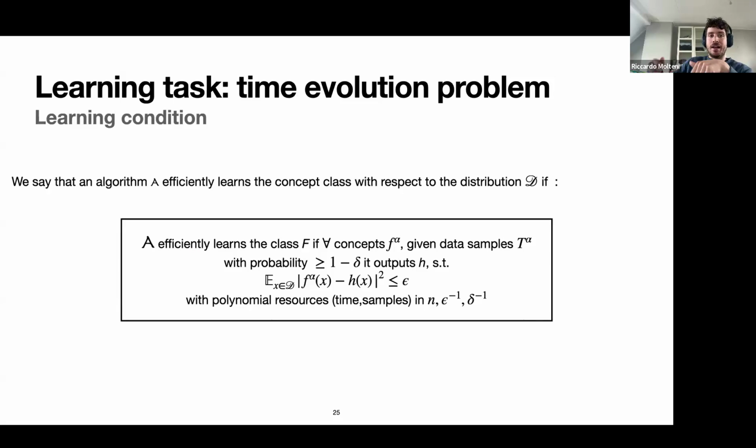So we say that the algorithm A efficiently learns the concept class with respect to the distribution D if, for every function in the concept class, given the training sample that I defined before, it outputs a function h such that, on average, it outputs a value which is close to the target concept, for a low error basically. And again, we want this to be efficient. So we want this to be done in polynomial time with respect to n, the input dimension, and the errors.